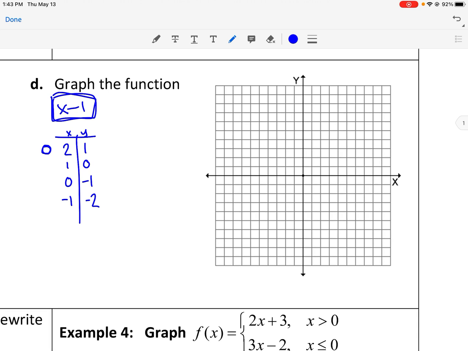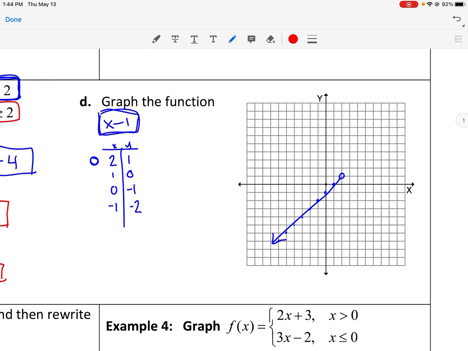So then I graph it. Let's graph this piece before we come back to the second piece. So we have an open circle at 2, 1. All of these are ordered pairs, 2, 1, 1, 0. So open circle at that one, 1, 0, 0, -1, -1, -2. And you can see the pattern, right? This is a linear piece, so it's just going to be a straight line going this way. Okay, so we have that piece done.